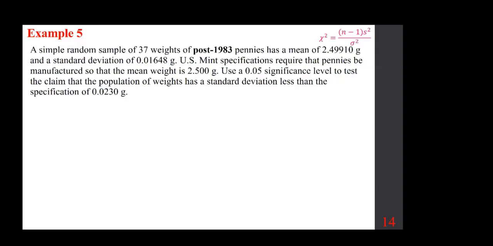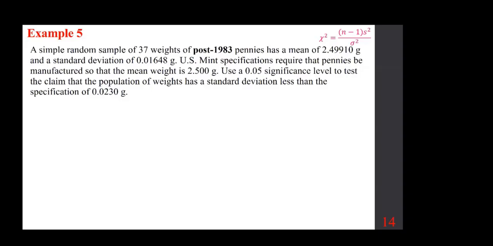Here's the next example. A simple random sample of 37 weights of post-1983 pennies has a mean of 2.49910 grams and a standard deviation of 0.01648 grams. U.S. Mint specifications require that pennies be manufactured so that the mean weight is 2.5 grams. Use a 0.05 significance level to test the claim that the population of weights has a standard deviation less than the specification of 0.0230 grams.